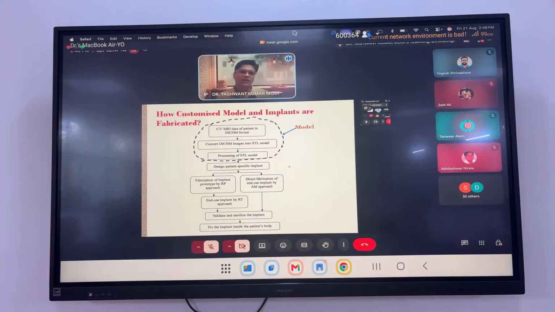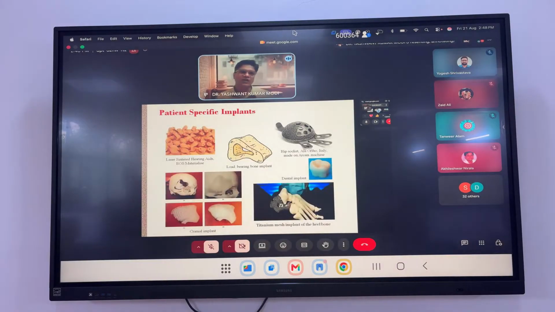Created the model of that. Suppose we talk about this one implant. First of all, the patient will have an MRI scan or CT scan, because this is a skull, so in this case they will go for the CT scan only. So they will perform a CT scan of the patient. So they will be getting this kind of image.